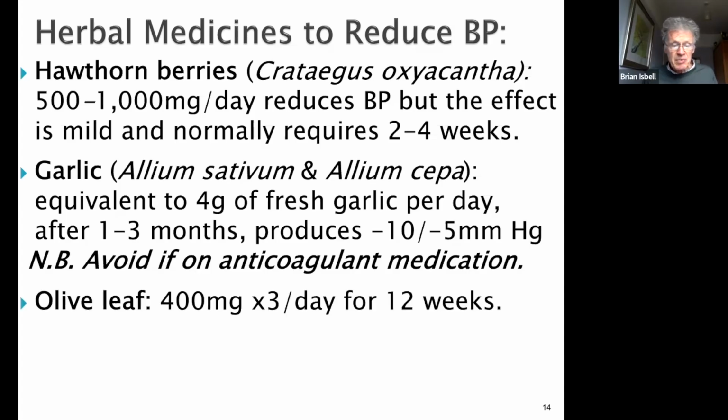Another component which has been found to reduce blood pressure, which is a herb, is olive leaf. Garlic and olive leaves also have good reputations in terms of boosting the immune system. So herbs very often have more than one property and more than one advantage.